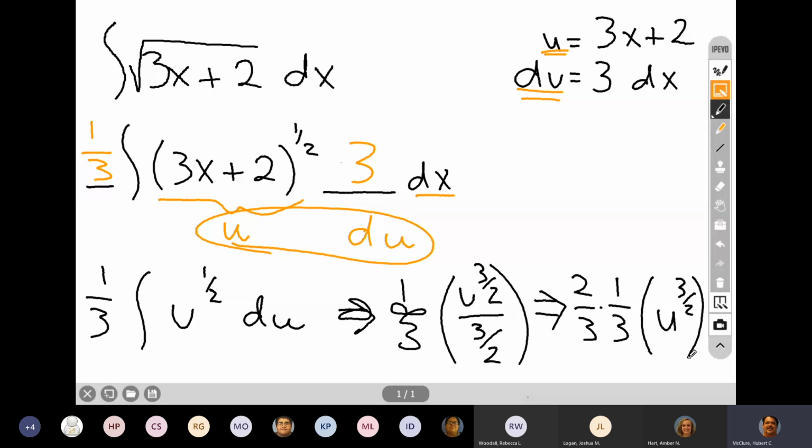It keeps texting me. All right, so that's going to be 2 over 9, u to the 3/2, so I'm going to write that as u to the 3/2 plus C. And what is u? 3x plus 2.